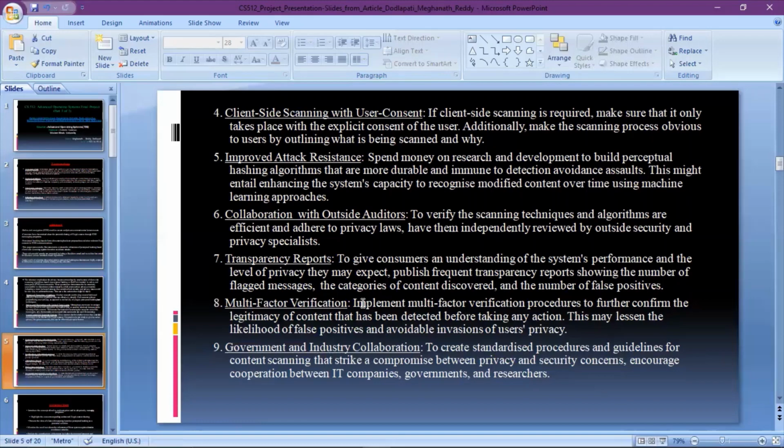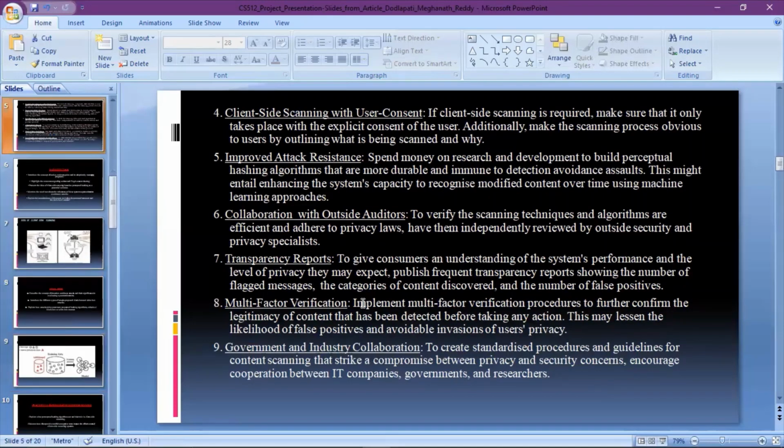Coming to the last method, government and industry collaboration. Foster collaboration between tech companies, governments, and researchers to develop standardized protocols and guidelines for content scanning that strike a balance between privacy and security concerns.